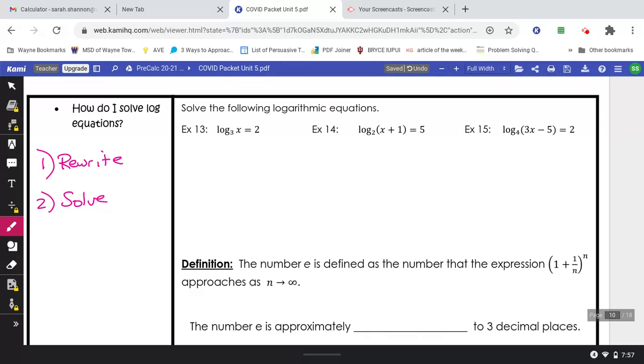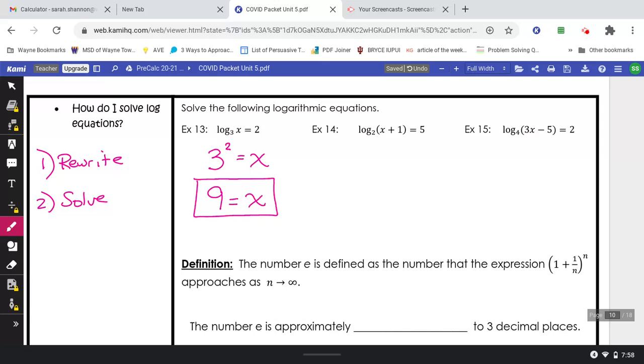The first one, first would be the 3, last would be 2, and second would be the X. Here I can actually do 3 squared, so I'll evaluate that. 9 equals X, and then the X is already by itself. X equals 9.